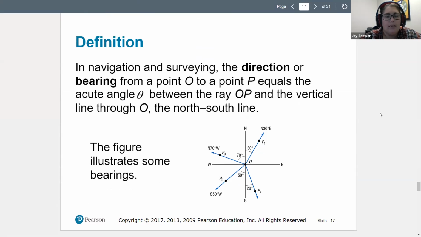All right, so for the last portion of this presentation, you have to write down this definition. In navigation and surveying, the direction or bearing of, say, a plane from the origin to a point P equals the acute angle theta between the ray OP and the vertical line through O, which is the north-south line.